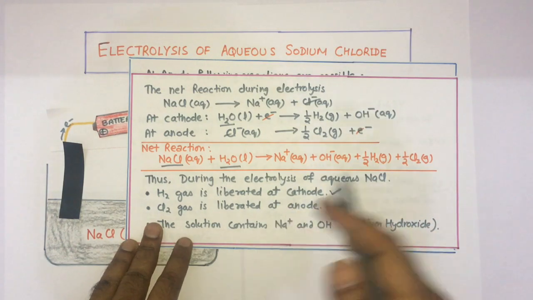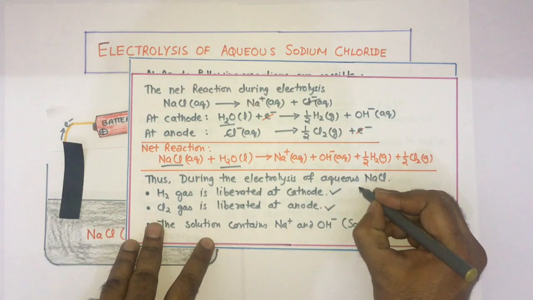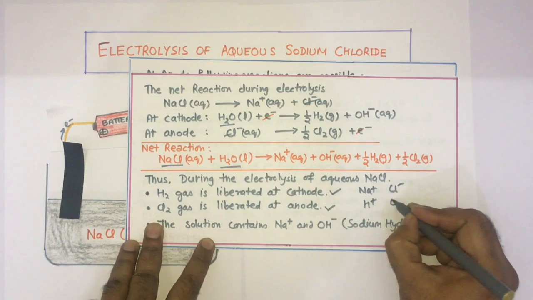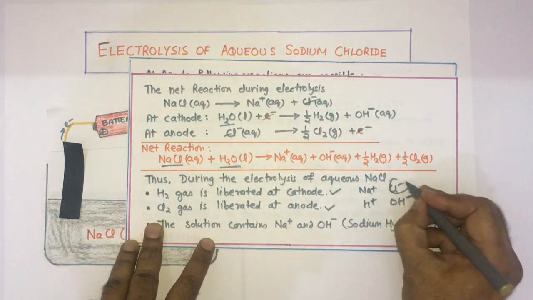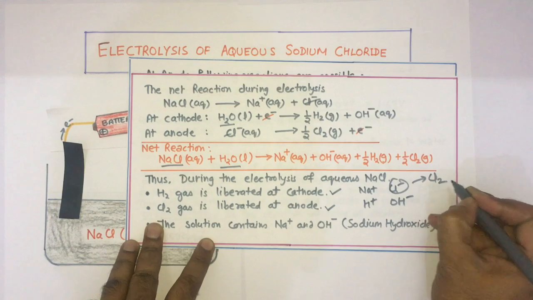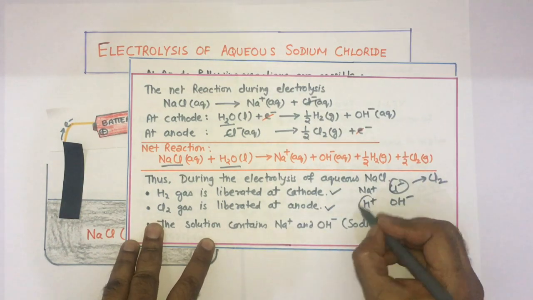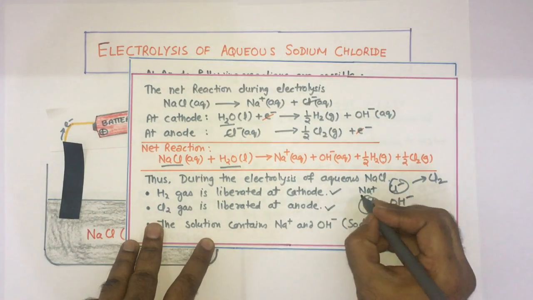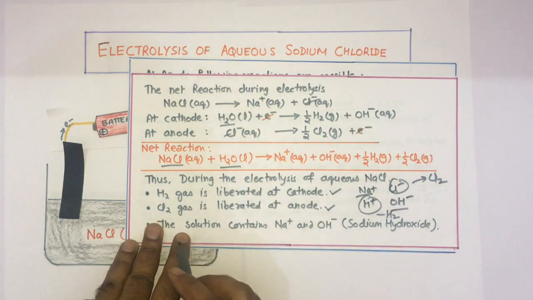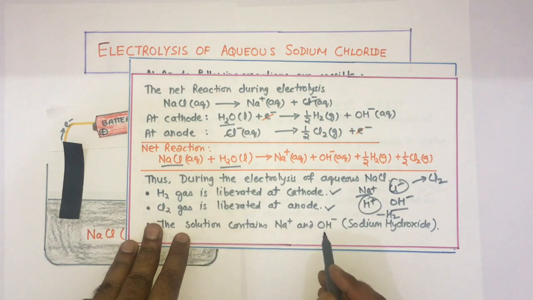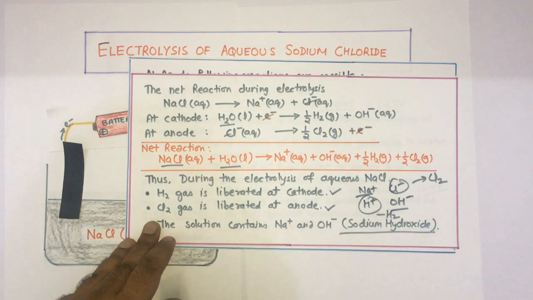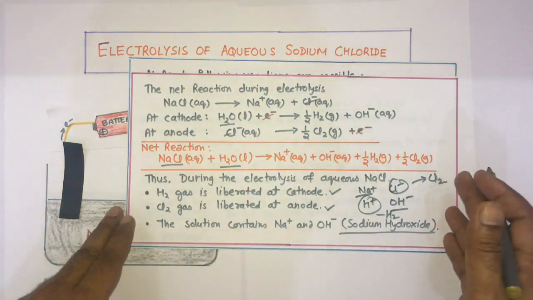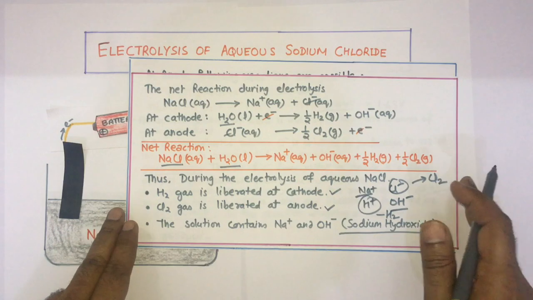So when we have four ions, Na positive, H positive, Cl negative, OH negative, Cl negative is liberated as Cl2 at the anode, and H positive is liberated as H2 at the cathode. Now what do we have left? We are left with Na positive and OH negative. So the solution contains Na positive and OH negative, that is, sodium hydroxide is formed. So this is the electrolysis of aqueous sodium chloride.